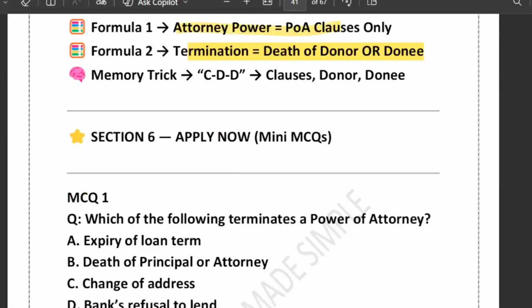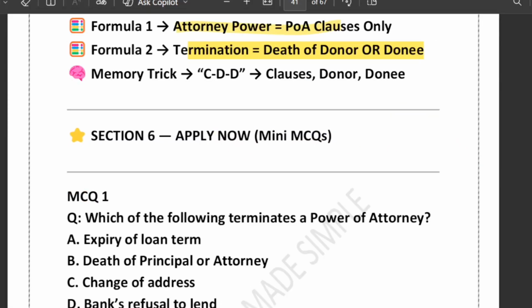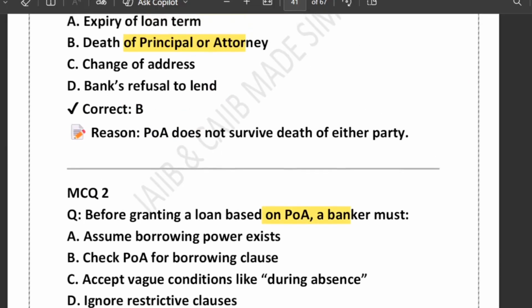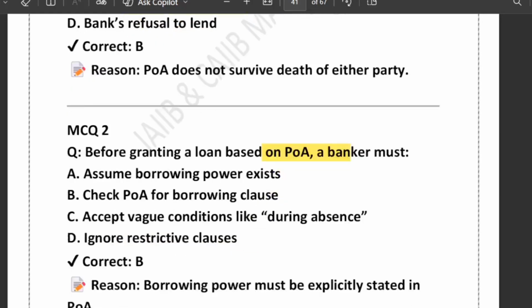That's it. So the question is, which of the following terminates a power of attorney? Expiry of loan term, death of principal or attorney? Yes, exactly. B is correct. Before granting a loan based on POA, a banker must: assume borrowing power exists, check POA for borrowing clause, or accept vague condition? No. Check POA for borrowing clause.